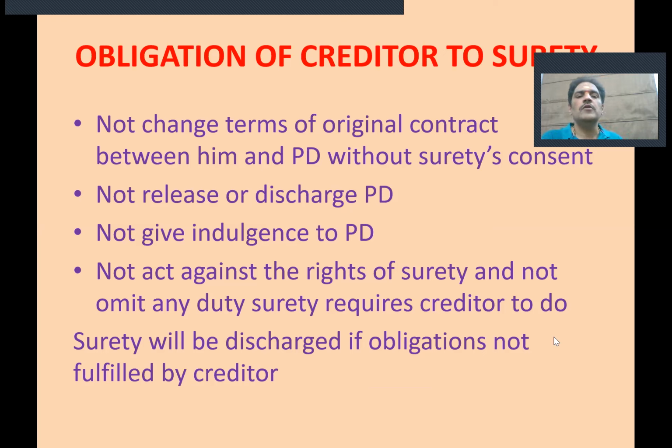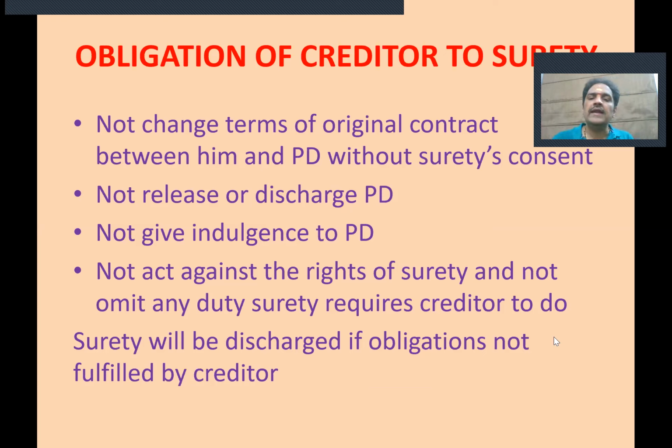Then the second thing is to not release or discharge the principal debtor. If he releases the principal debtor, then the surety also, being coextensive, will be relieved. Then if he gives a long indulgence, meaning he is pampering him and saying you pay after 1 more month, 5 more months, if he is doing that, then the surety will be discharged.